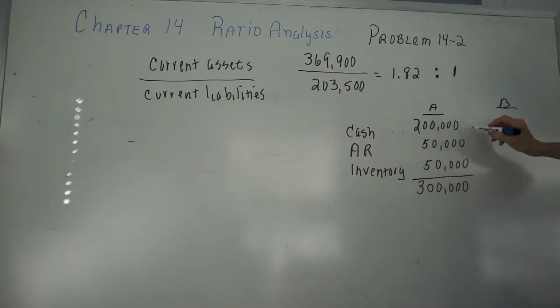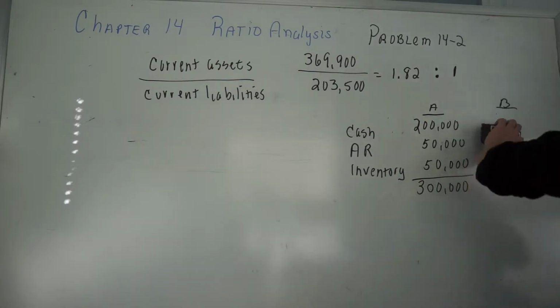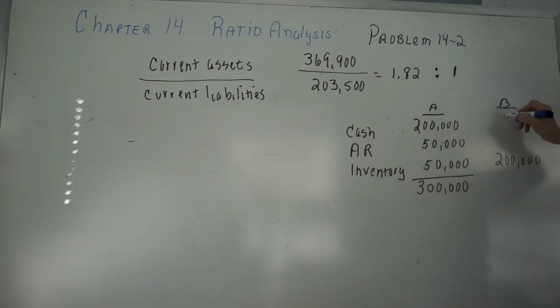Okay, you could have company B who had, say, 200,000 in inventory, 10,000 in cash and 90,000 in accounts receivable, and they would have 300,000 as total current assets. These two companies would have the same current ratio, but who has the better ability to pay the bills?